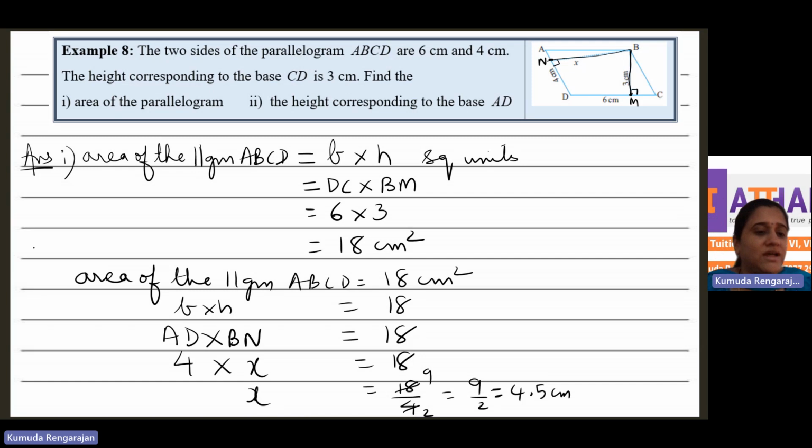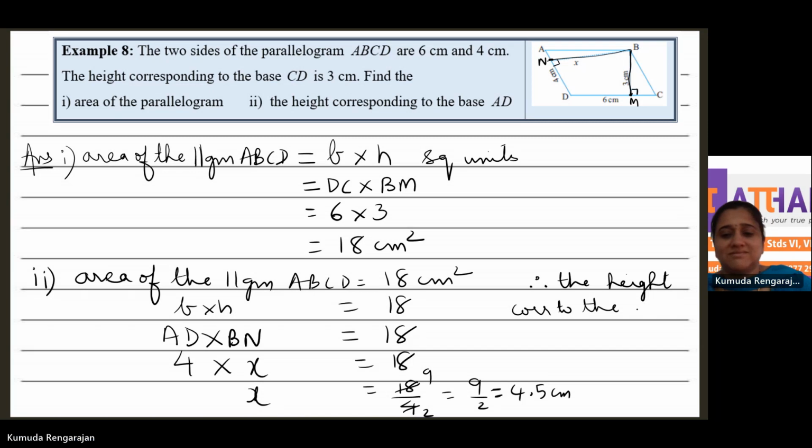So what is the second? This is the answer to the second question, children. What's the second question? The height corresponding to the base AD. So what is the height corresponding to the base AD? How much is it? So you should write here. Therefore, the height corresponding to the base AD is how much?